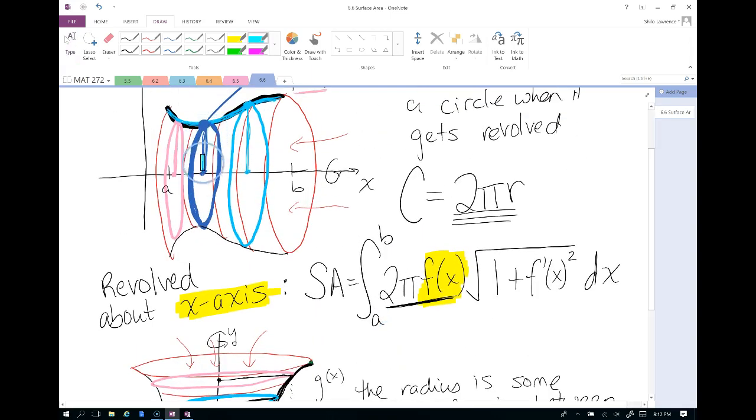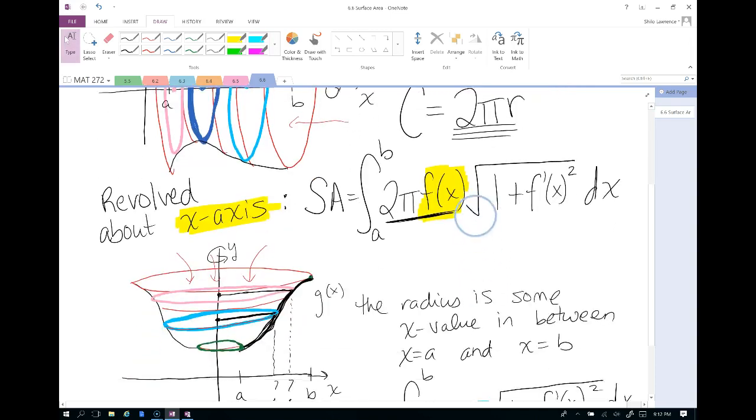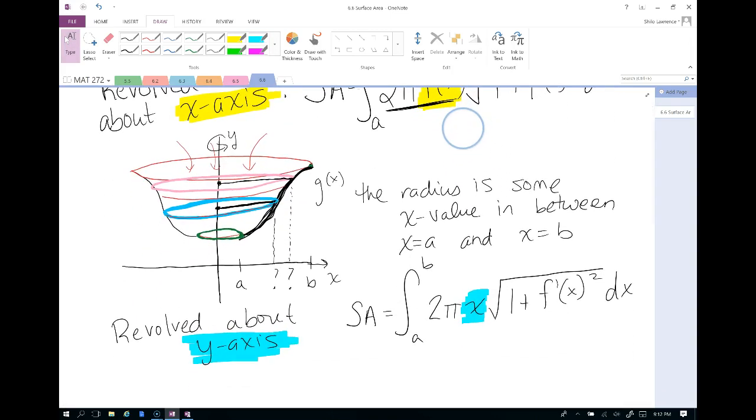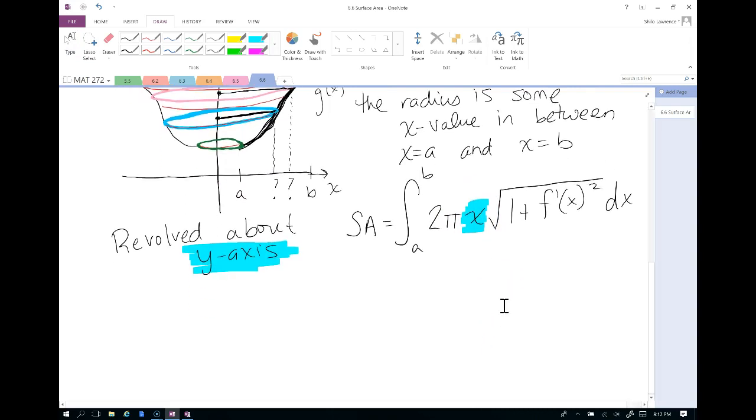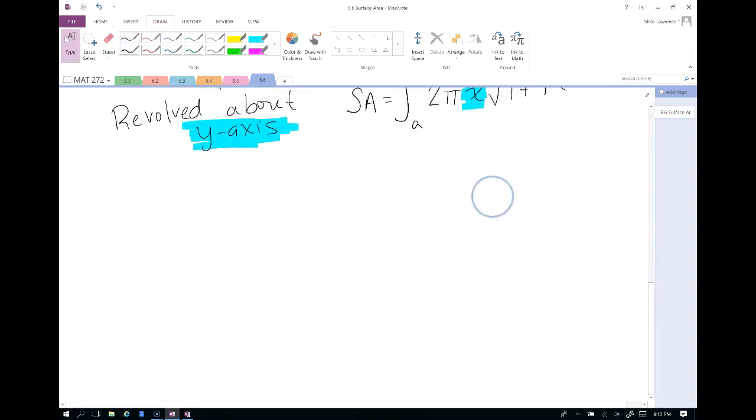Here, our radii are measured vertically. So we use f of x, which is equivalent to y, which is our vertical axis. And for this one, we measure our radius horizontally, which is equivalent to the x-axis. So we have an x in there. So let's look at an example for each of them. So we're going to find the surface area.